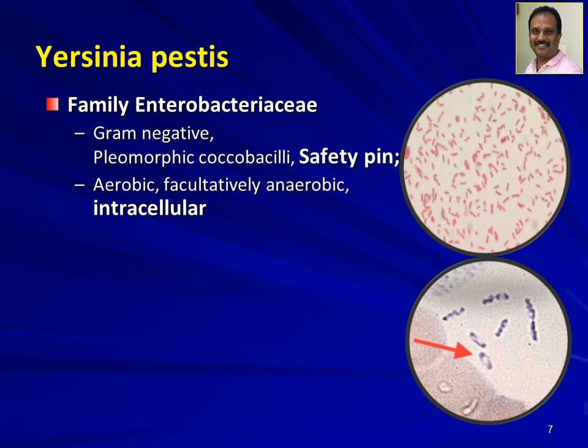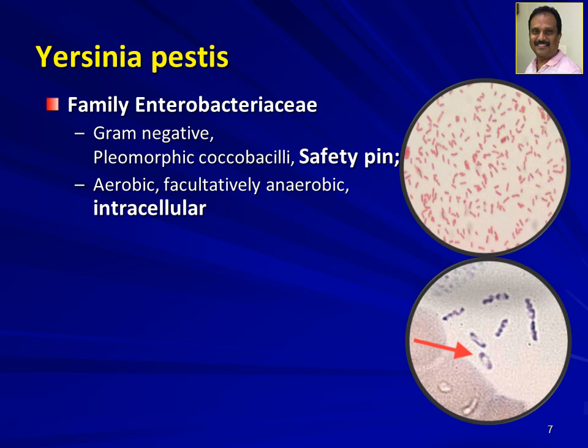Coming to the organism Yersinia pestis itself, it belongs to the family Enterobacteriaceae, which is a gram-negative pleomorphic coccobacillus, which gives a safety pin appearance. In the upper photograph on the right side, you can see the gram-negative nature of the bacilli, whereas the arrow mark in the photograph below shows this safety pin appearance because of the increased staining at the polar ends.